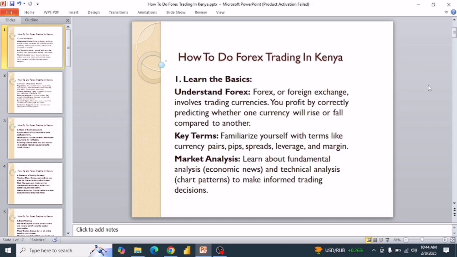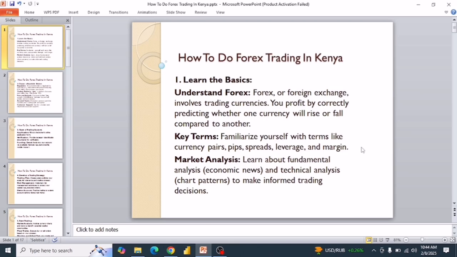Now, let's dive into my presentation so that I can share with you what you need to know about forex trading for beginners. Forex, or foreign exchange, involves trading of currencies. This is where you profit by correctly predicting whether one currency will rise or fall compared to another currency.